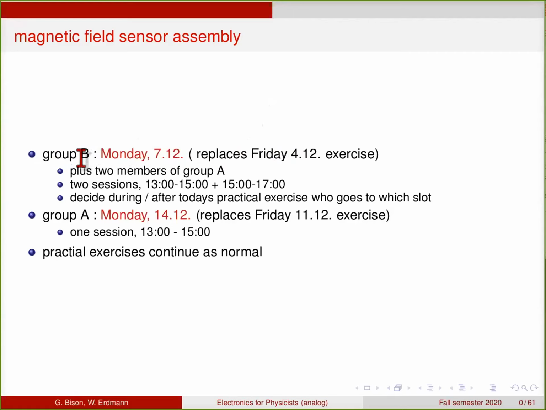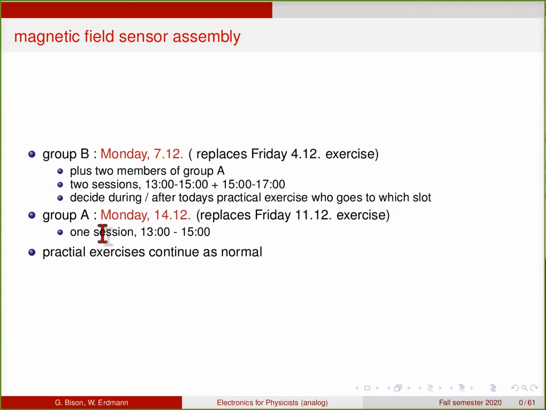This will be all of Group B plus 2 members of Group A who were not available in the following week. So we'll do this in 2 sessions, one starting at 1 and the next one starting at 3. And maybe we can decide during or after today's practical exercise who goes to which time slot.